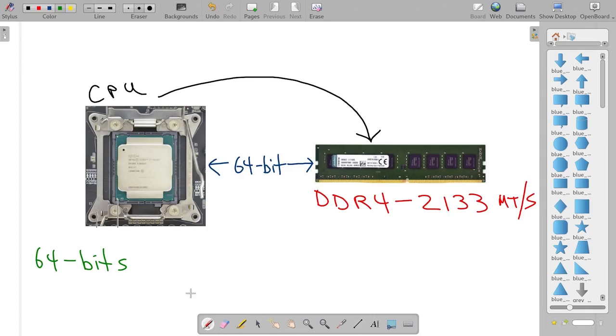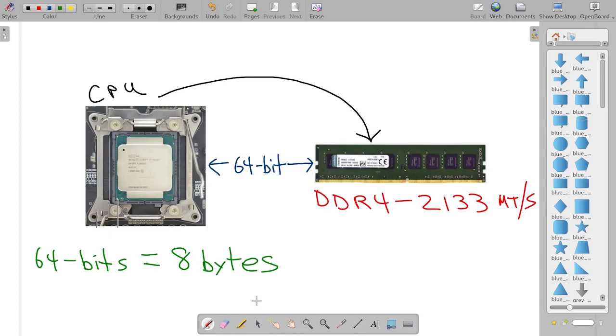Now, if we want to figure out the amount of actual data that we can transfer, we want to calculate for bytes. So 64 bits actually equals 8 bytes, because there's 8 bits per byte. So 64 bits equals 8 bytes. Every cycle, we're sending 8 bytes of data. And there's a ton of cycles. How many? 2133 mega cycles, basically.